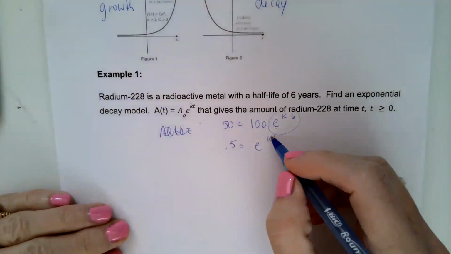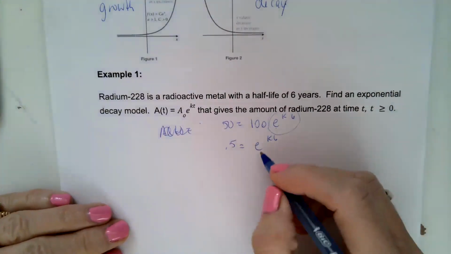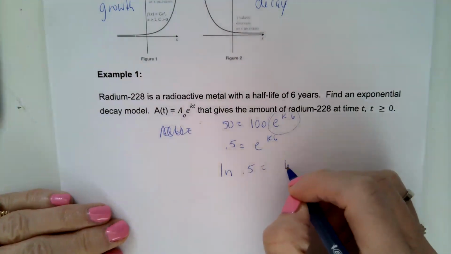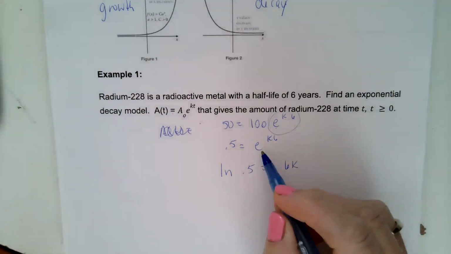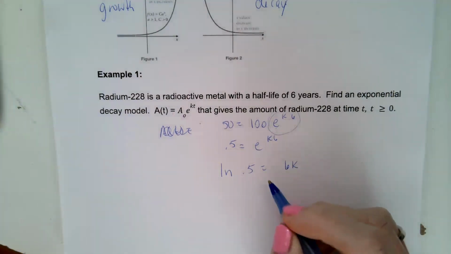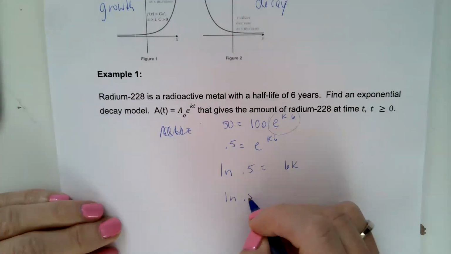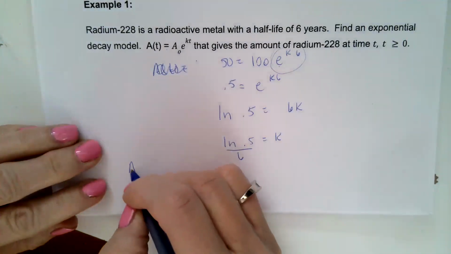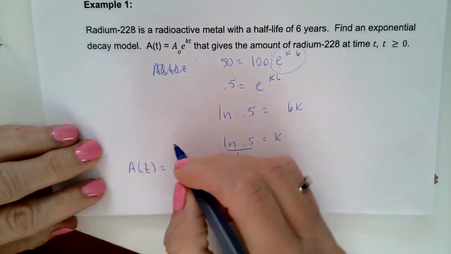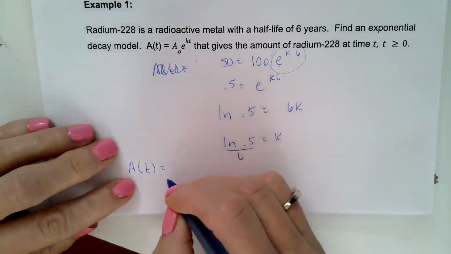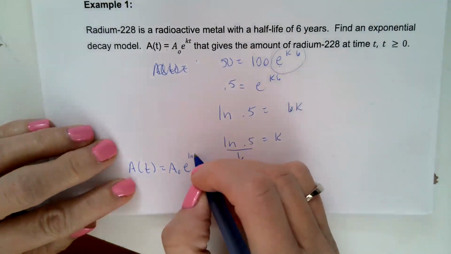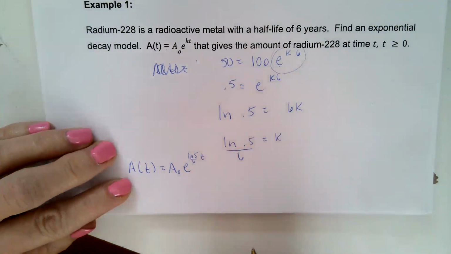And so we want to know what this K factor is. So taking the natural log of both sides cancels the E and we get 6 times K on the right. And so if we divide by 6, we'll find K. So this model is going to be that.